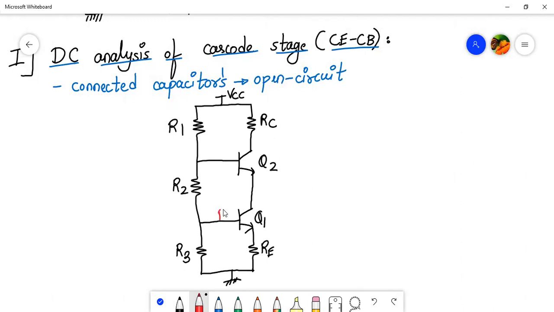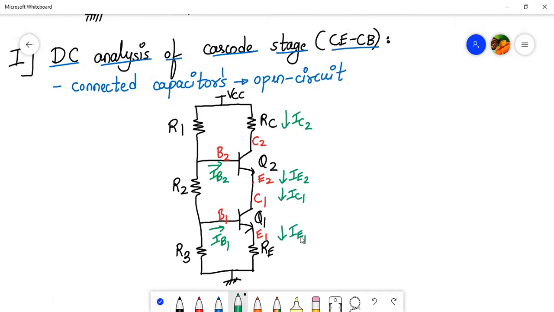Also, let me mention the terminal names. This is base 1, collector 1, emitter 1, base 2, collector 2, and emitter 2, right? Let me also mark the currents. Here we have IB2, here we have IB1, then we have current over here flowing through RC as IC2. This current is IE2, which is the same as IC1. So IC1 and IE2 are the same because they are the same point. And here this is IE1. So these are the various currents which are flowing.